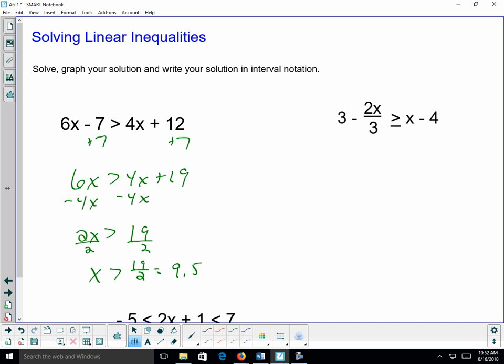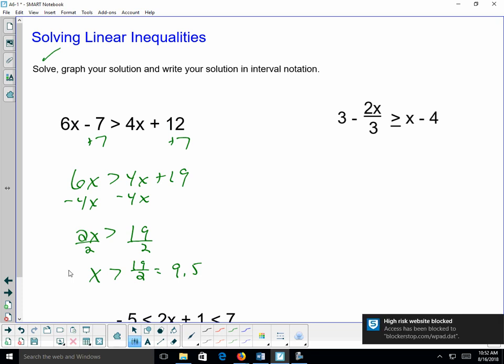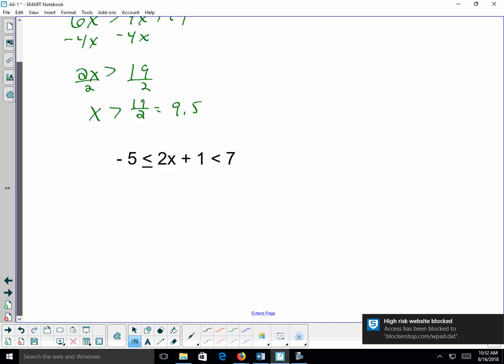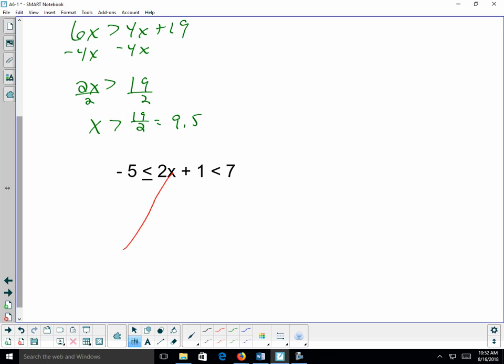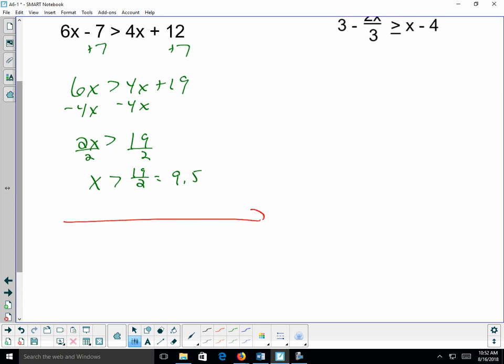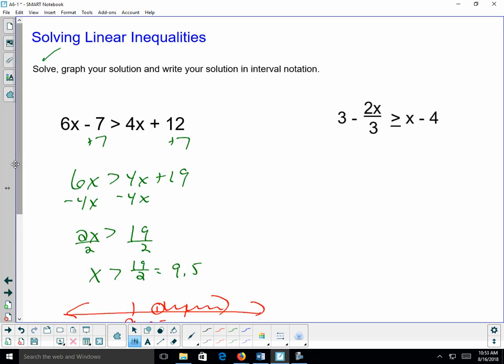So that's the part where I solved it. Now it wants me to graph it. So I would graph a number line. To graph it, I'm going to have my integers. The number less than 9.5 is 9, the number greater is 10, and then 9.5 would fall there in the middle. It's going to be an open circle, and I'm going to graph all the points to the right. So that's the graphing part.